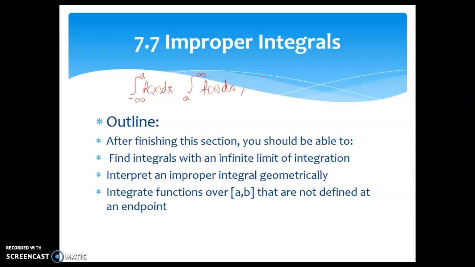Also, if you have integration from negative 3 up to 3 of 1 over x dx, this is also an improper integral because within the range there is a point at which the integration is undefined. So this would be the point 0. So improper integration is a well-known technique to tackle these types of problems.